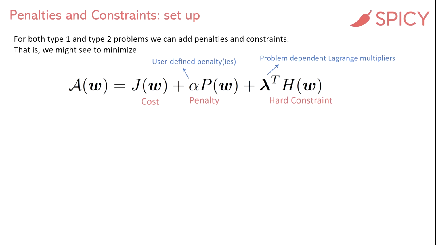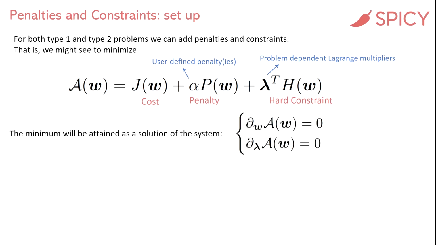Both kinds of terms are functions of the weights, but the main difference is that penalties are going to be multiplied by scalars that we can predefine, whereas constraints would be multiplied by vectors of Lagrange multipliers that will depend on the problem. This means that we will fix the alphas during our training, but we will have to solve for the lambdas. Now, the minimum of our augmented loss function will be obtained when the gradient with respect to both the weights and the Lagrange multipliers is equal to 0.